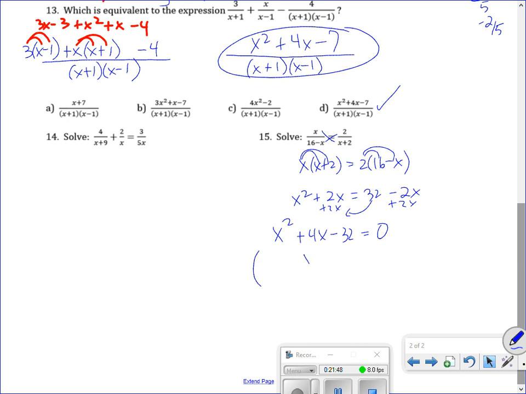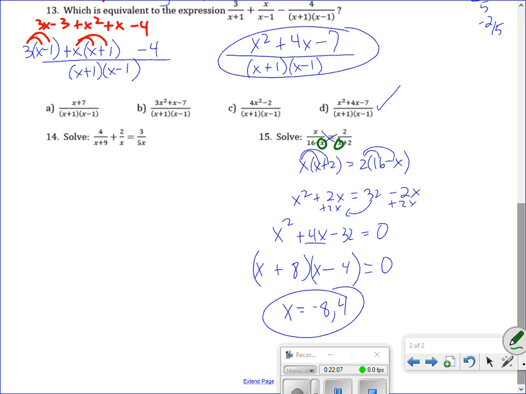All right, so let's factor. What multiplies with 32 and makes 4? So I think I can do 8 times 4. Plus 8 minus 4 makes positive 4x in the middle. So my answers are negative 8 and 4. So when I look at that, those are fine with me. I was not going to accept 16 and negative 2. So x could not be 16 or negative 2, but I did not get those answers, so these are fine.